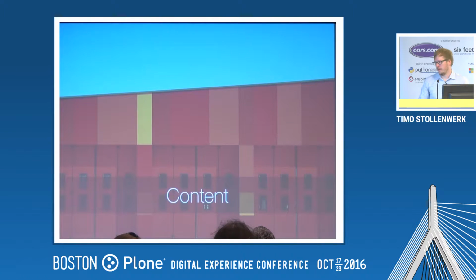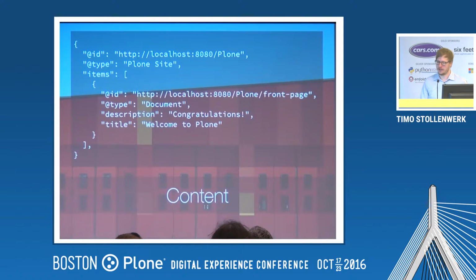Then Plone is a content-centric application, right? So you might want to access content through the Plone REST API. That's our core idea, right? So what we implemented is the idea of having a browsable API or a hypermedia API, right? I won't go too much into detail because I did that last year already. But the idea is basically that you have, oh, I have JSON here. Sorry. So you have a JSON document.